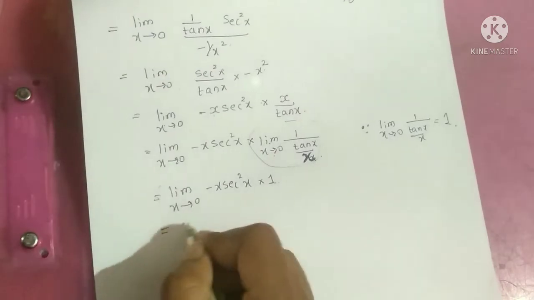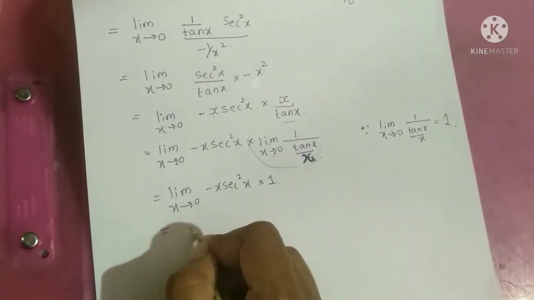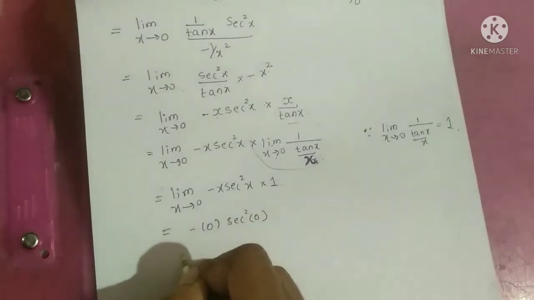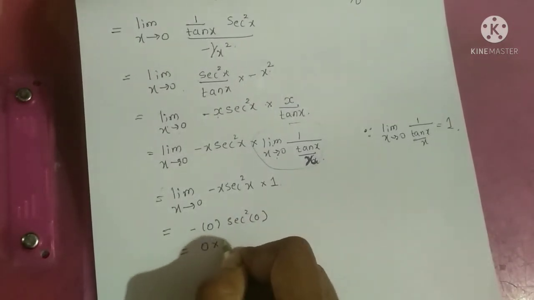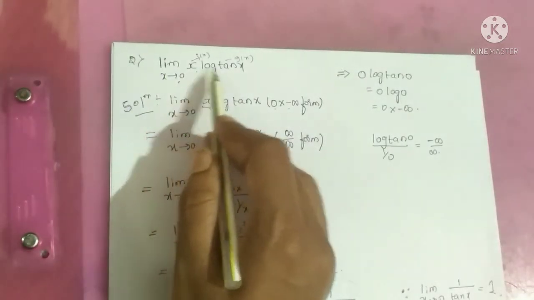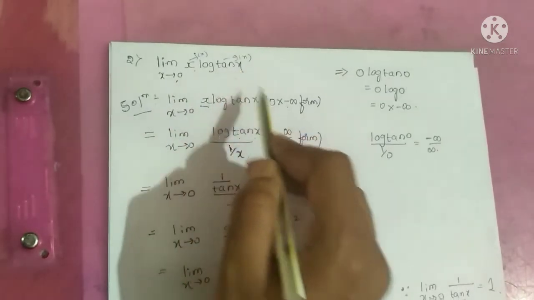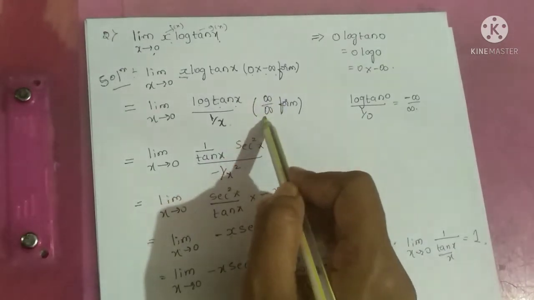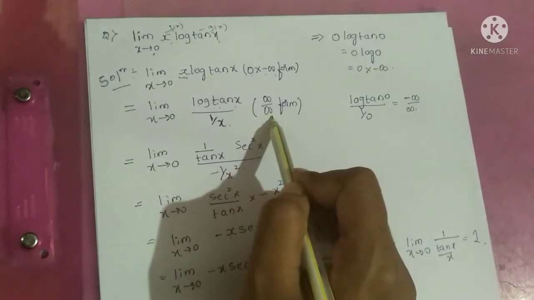Now apply the limit for this: minus 0 into secant square 0. Secant square 0 is 1, and 0 into 1 is 0. So here, limit x tends to 0, x log tan x is in the form of 0 into infinity form. Then you convert it into infinity by infinity form. How do you get this infinity by infinity form?